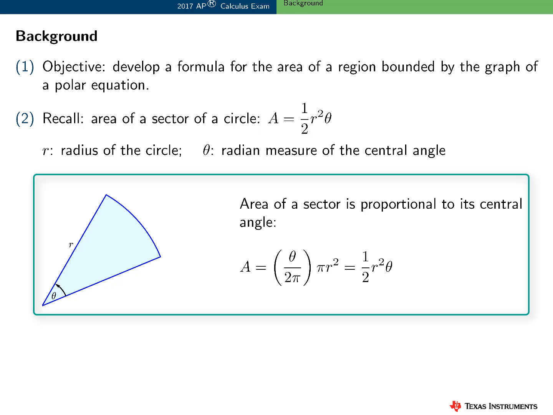This seems like a very reasonable formula. The area of a sector is proportional to its central angle. Pi r squared is the total area of the circle, and theta divided by 2 pi is the proportion of 1 revolution.